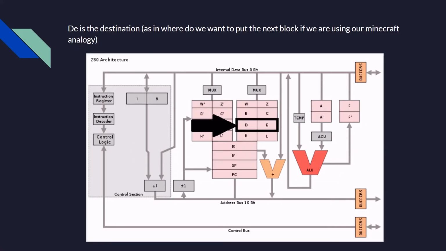Okay, so next we have the DE register. Once again, this is two 8-bit registers coupled together. This is where we put the destination of where we want the memory that was pointed to by the HL register to be transferred. That location will be stored in these registers. And once again, since it's 16 bits, it can store a lot of data, which makes sense since HL is also 16 bits. So this shows where we want to put the next block if we continue using our Minecraft bridge analogy.